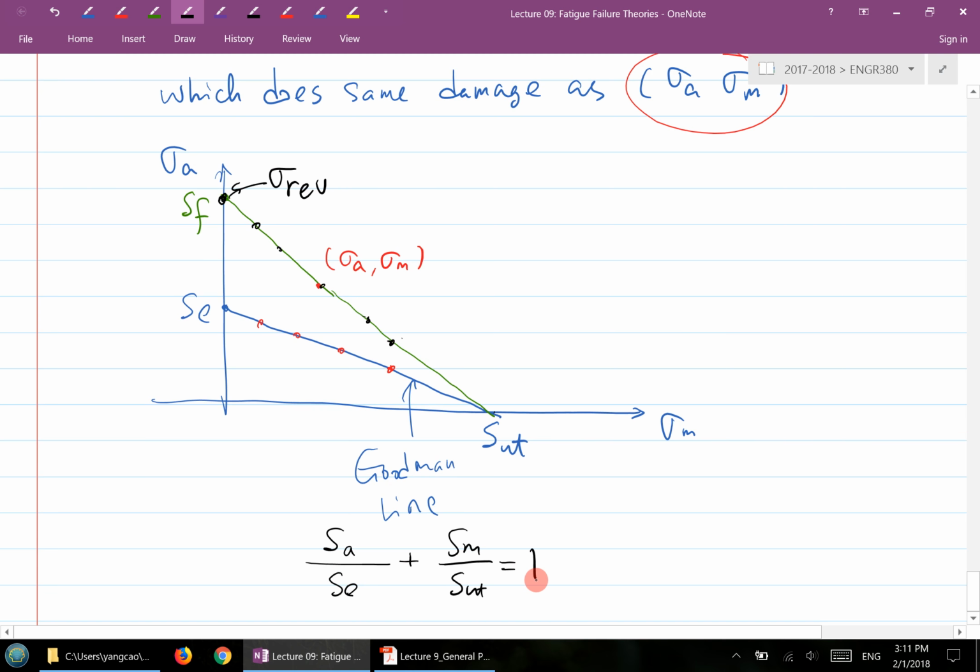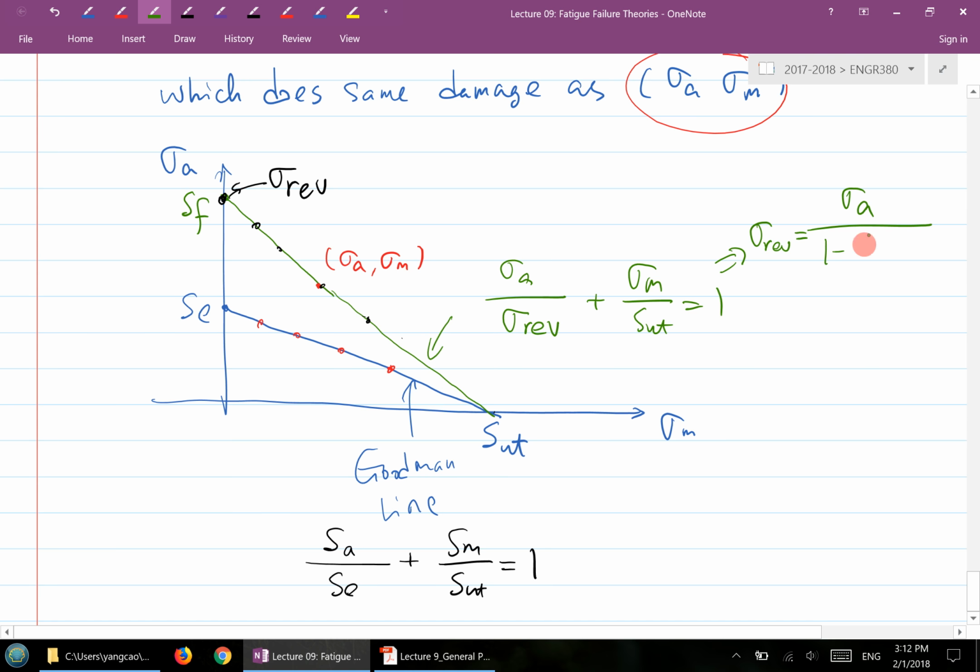Then for the green one in here, if I use the same logic, it's going to be sigma A over, so if you compare here, sigma A over which value? Over this point value, which is sigma REV, right? And then plus sigma M over this SUT and equal to 1. So I solve for sigma REV, and you get your solution for sigma REV: sigma A over 1 minus sigma M over SUT.